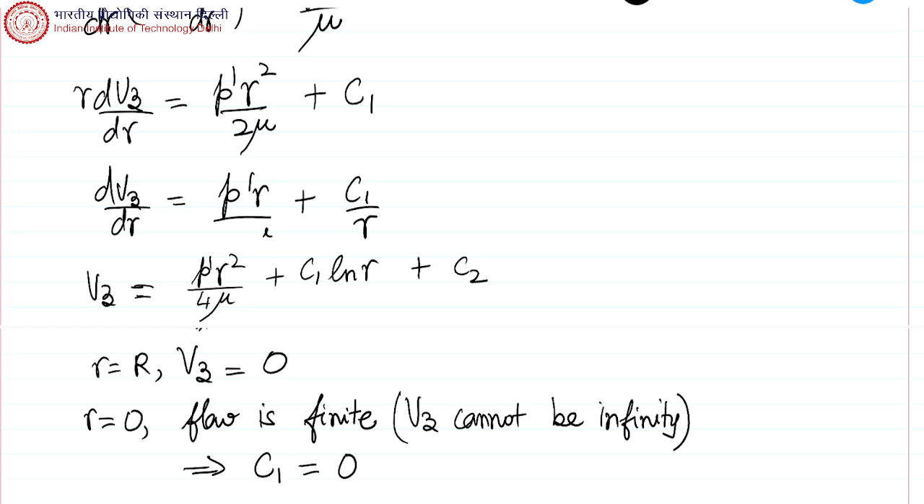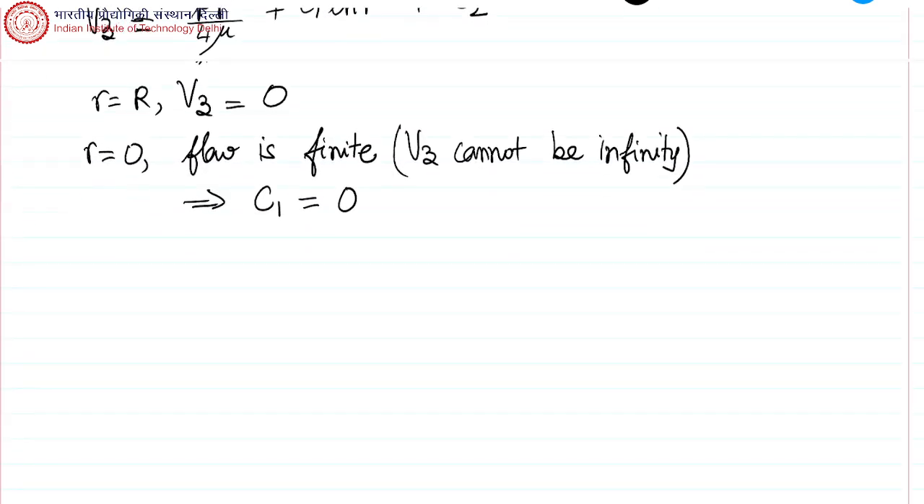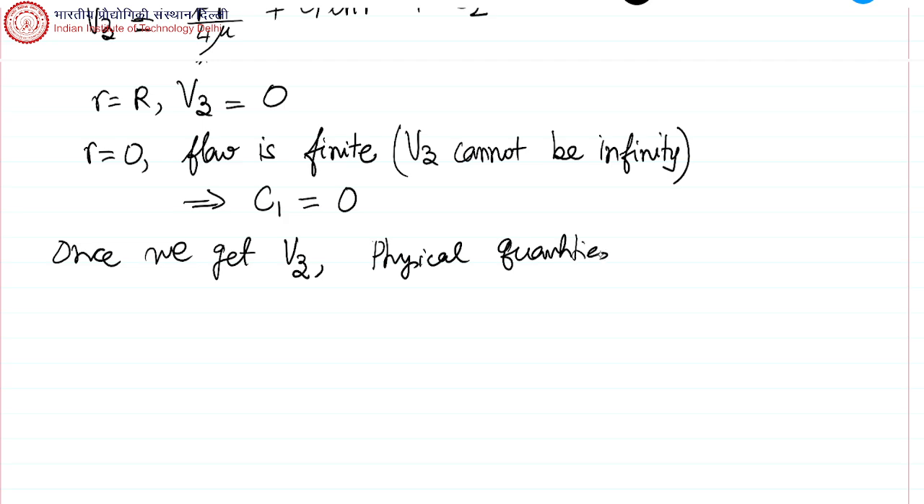Now, for the last topic which we will do, before we get to that, once we get Vz, what are the different physical quantities we can find? From Vz, what physical quantities will we be able to get? Let's have a look at that.